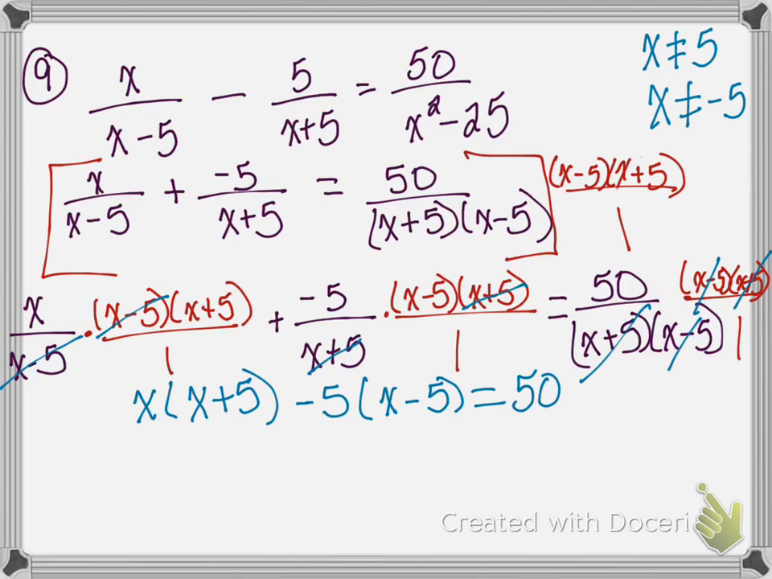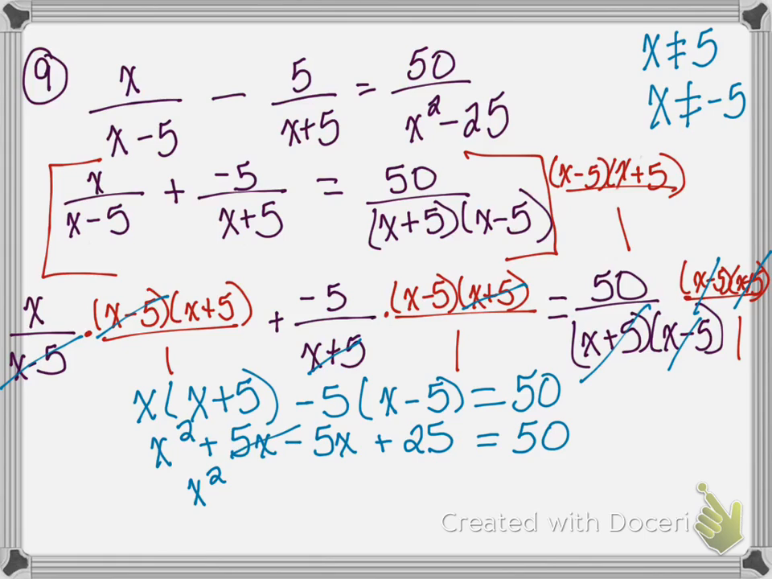Okay, now I have x squared plus 5x minus 5x plus 25. I got a lot of people that made that negative 25. And that's because they forgot to distribute their negative. So be sure you're distributing the negative and you're distributing the 5. Okay? And that equals 50. My 5x, my minus 5x, they cancel. Okay? Then I'm going to subtract 50 from both sides.